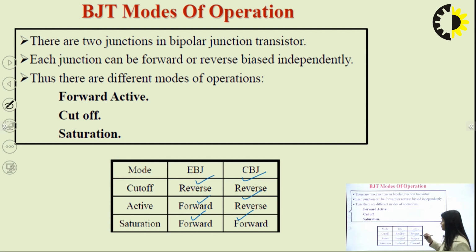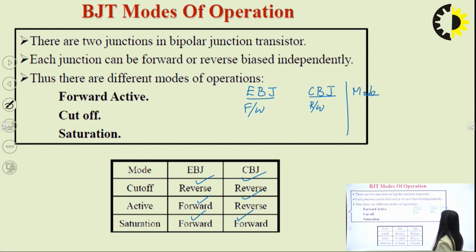See, I have the emitter base junction and I have the collector base junction. If I bias them forward reverse, then the mode will be active. Understood, right? If I bias both in forward, then the mode will be saturation.